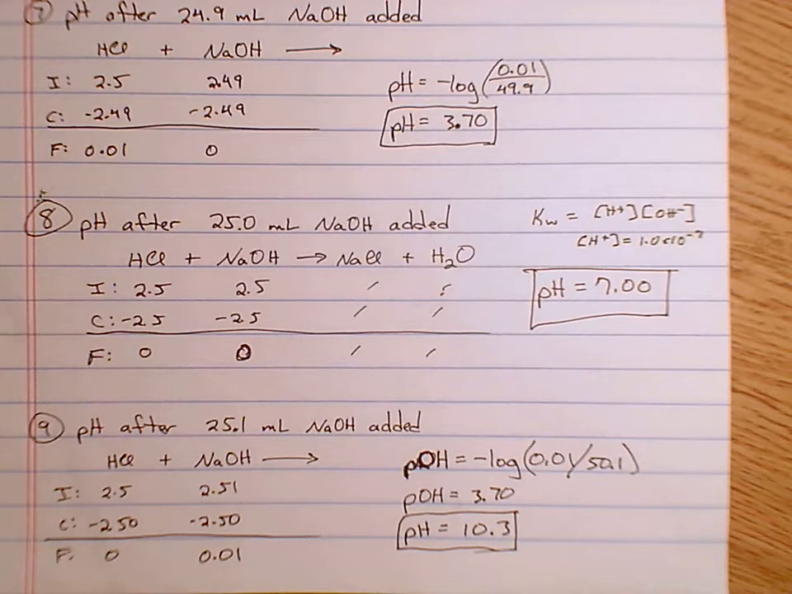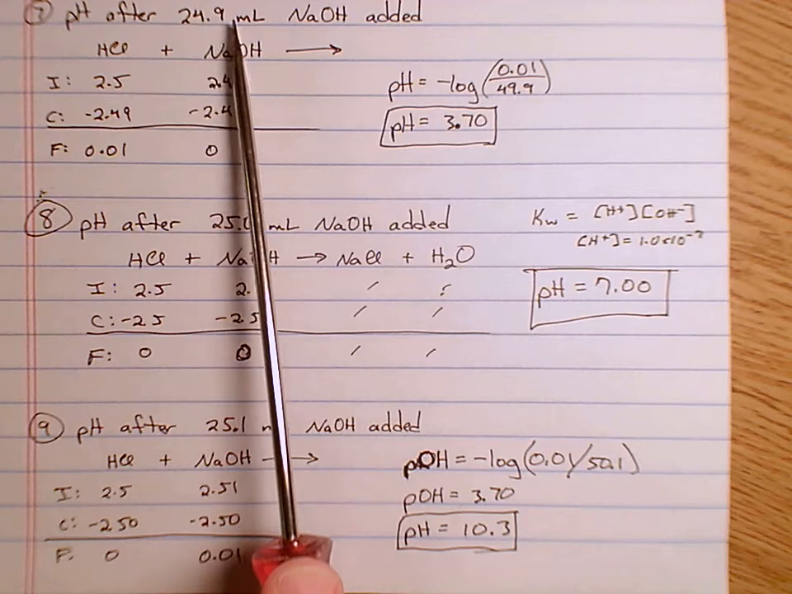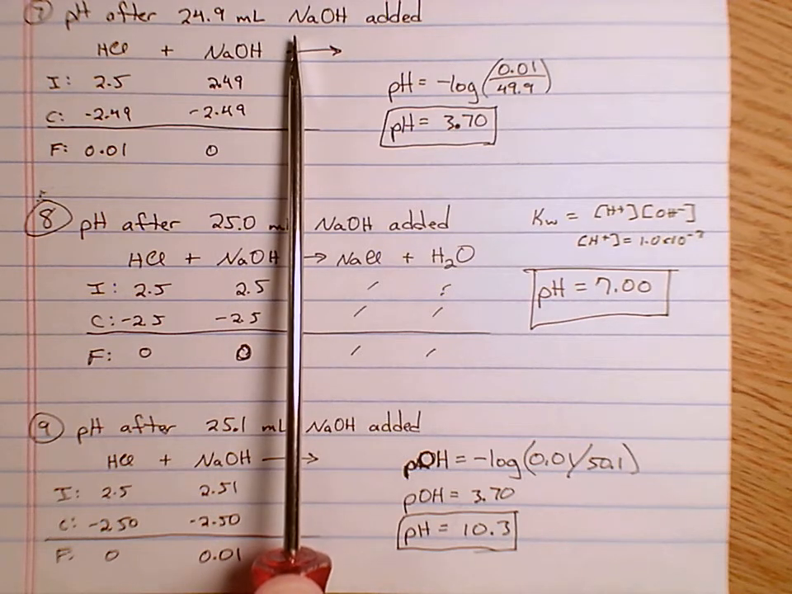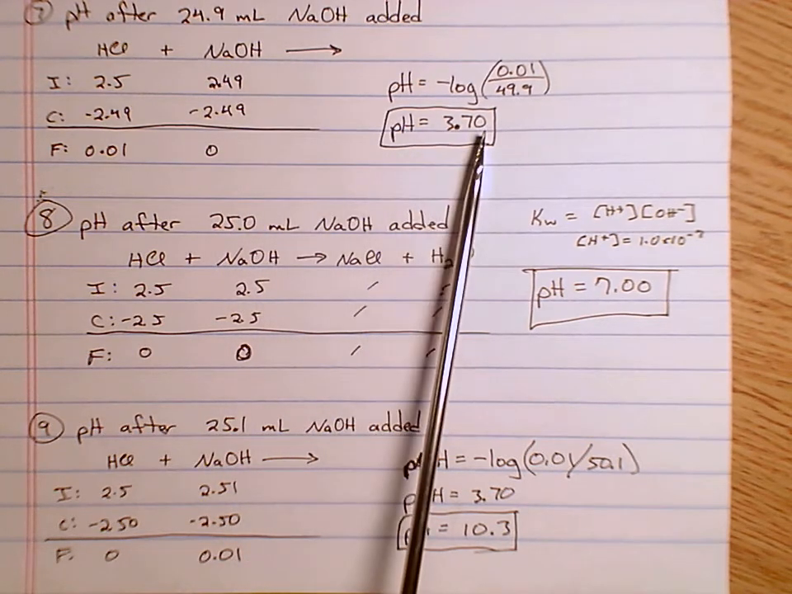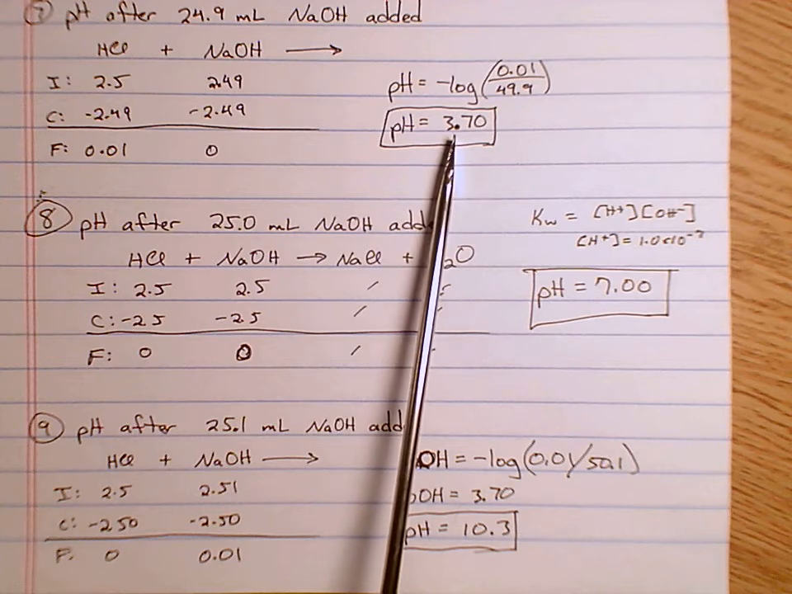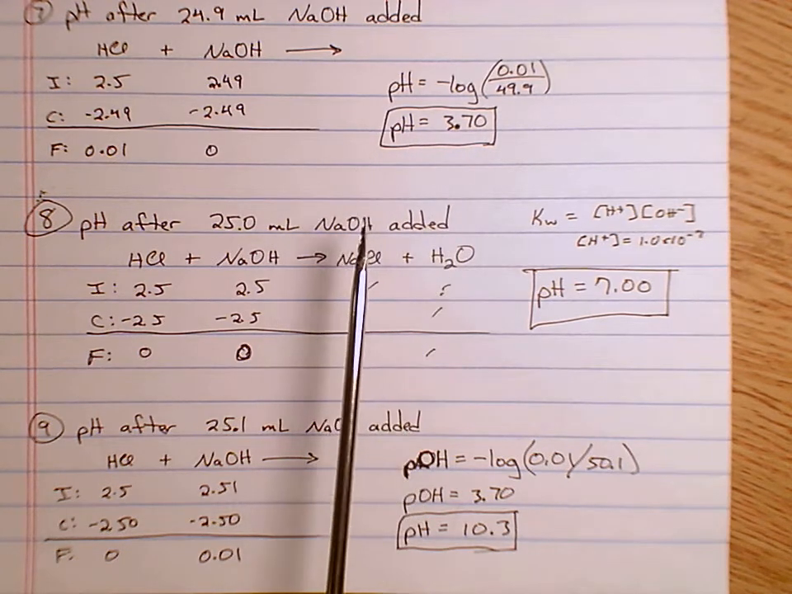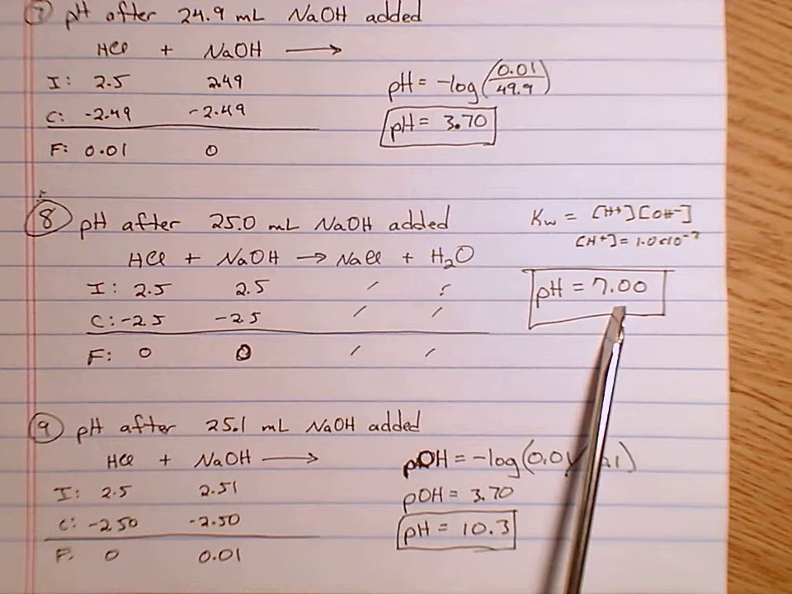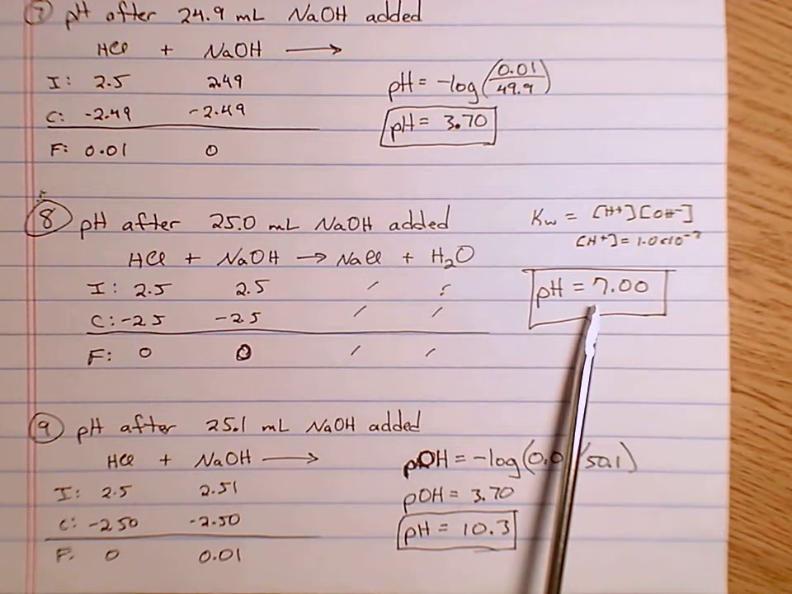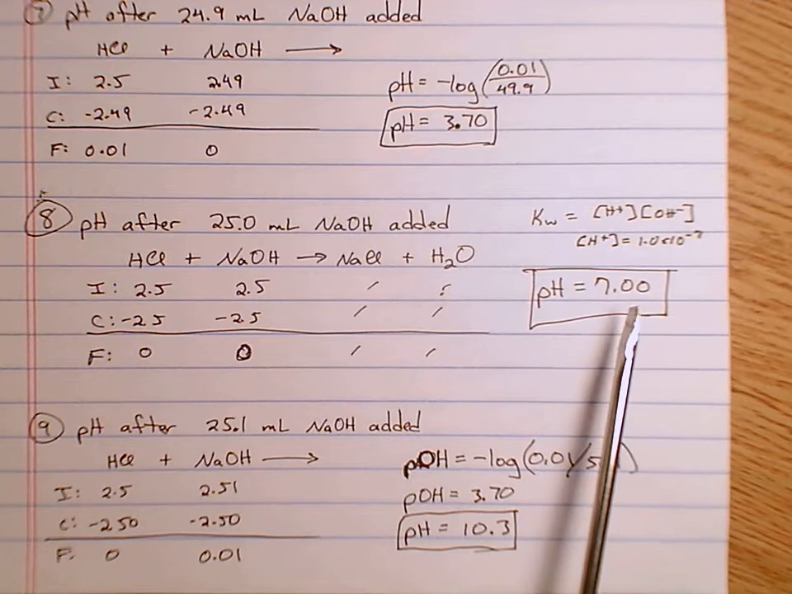So note, we added 24.9 milliliters of sodium hydroxide and got the pH to go from 1 to 3.7. It went up by 2.7 pH units. Add one more drop, and it shoots up to a pH of 7. It goes up another 3.3 pH units with one drop.